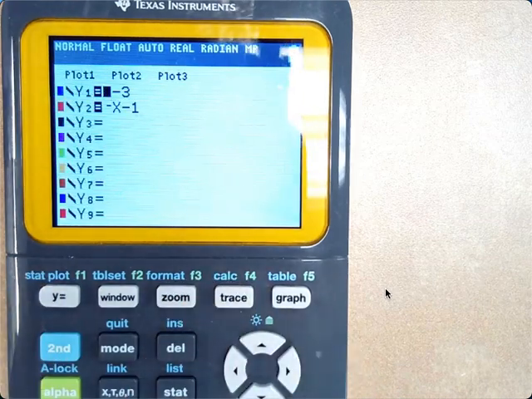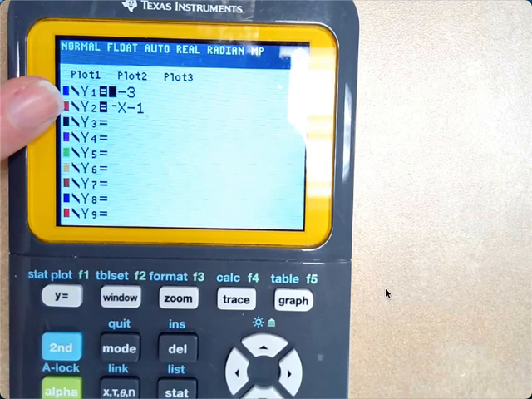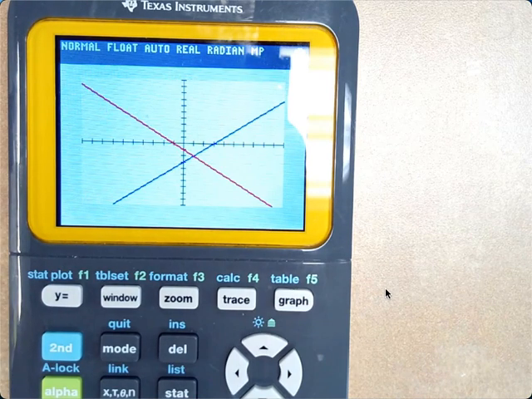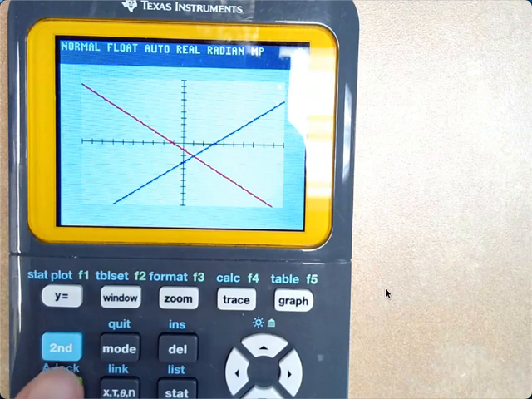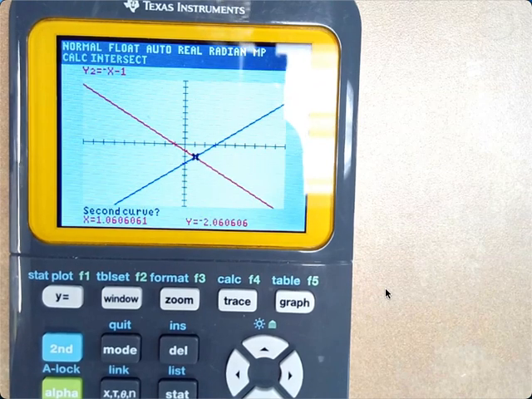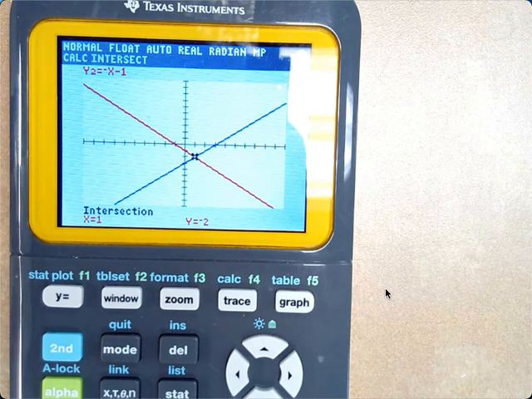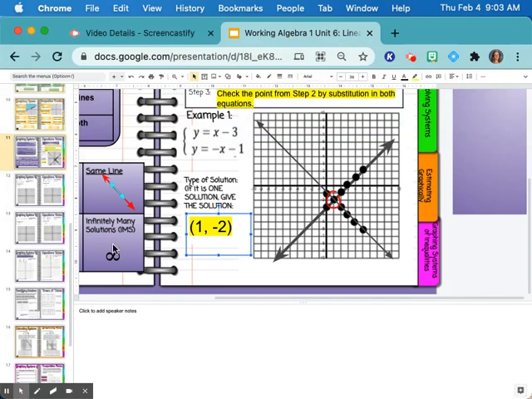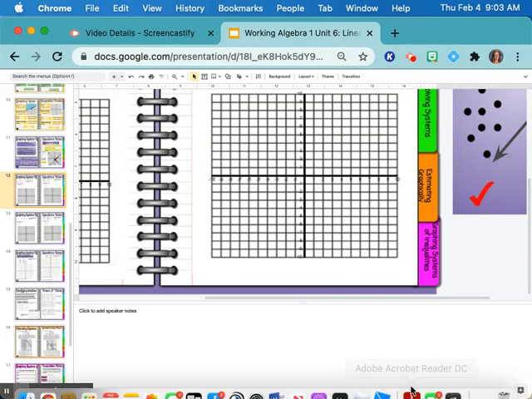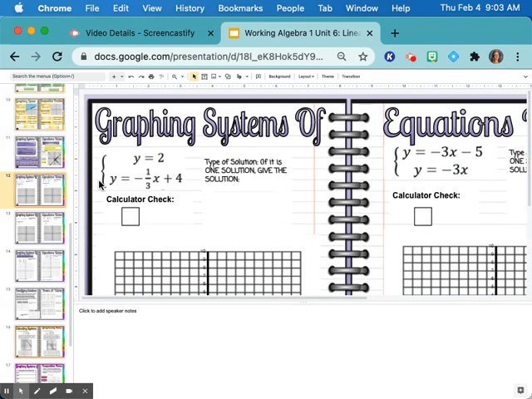Let me repeat the steps real quick. You go to y equals, you put in your y1, y2. You hit graph, check and make sure it looks like yours. And then go second trace, which is calculate. Number 5, which is intersect. And then enter, enter, enter. There we go. All right. So let's go back over here. We need to go to slide 12. Okay, let's do the next one.